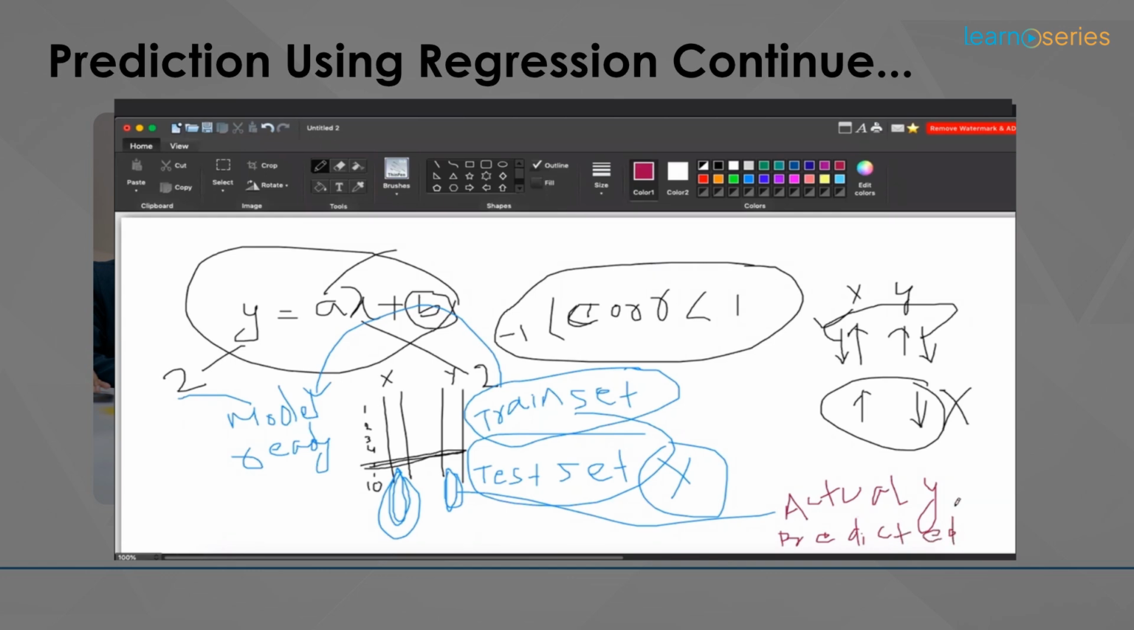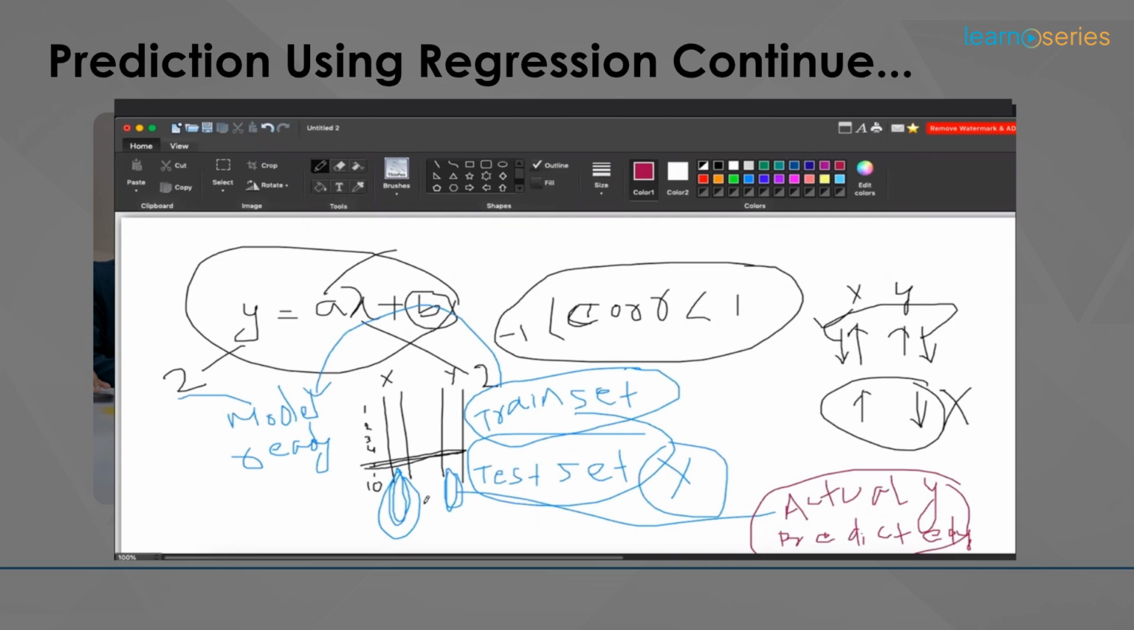Okay, predicted y value. Various matrices are used to find out the accuracy of the model. What's the precision, recall, we'll see later. What's the MSE, mean squared error, all these matrix calculations we can do. So one is the training set and another one is the testing set.